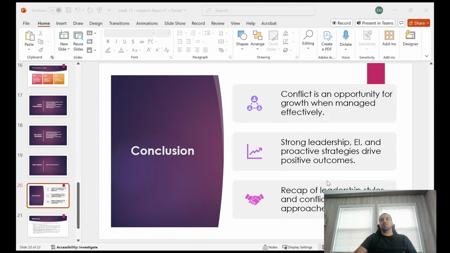So in conclusion, conflict should not be feared. It's an opportunity for growth. With strong leadership, emotional intelligence, and proactive strategies, organizations can harness conflict to drive innovation and improvement. Understanding different leadership styles and conflict management strategies gives us tools to navigate challenges effectively.